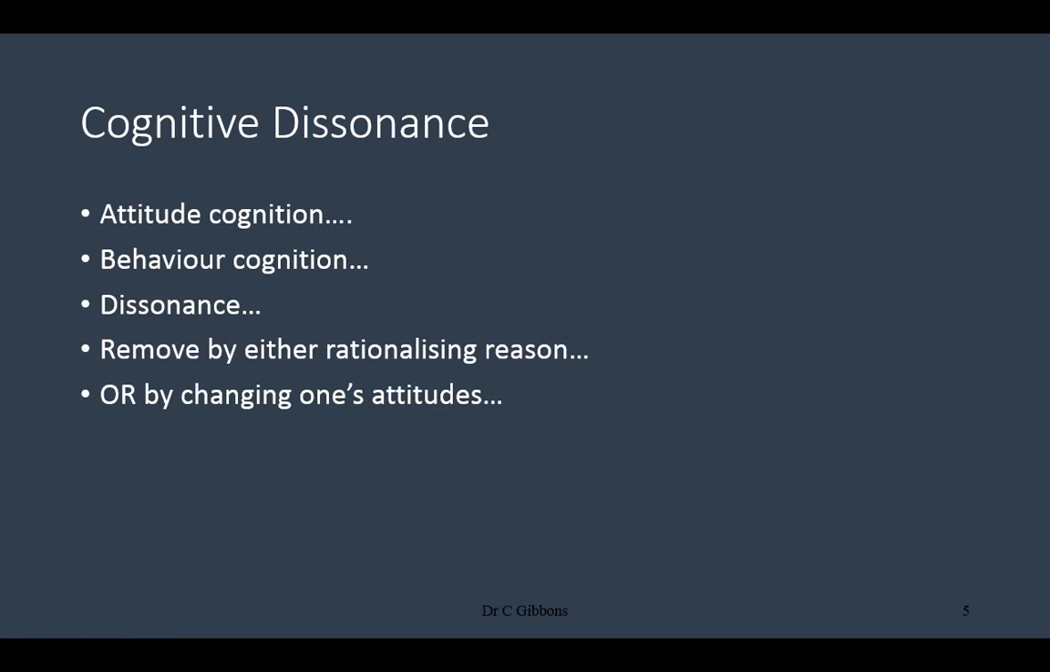Sometimes they have the choice of changing their behavior, and you might think, well, why don't people do that? Surely that's the obvious thing to do. Well, the reason why they don't is that actually often it's easier to rationalize or to change one's attitude. It requires more effort to change one's behavior. And that one subtle message to take away from this is that as humans, we employ the least amount of effort. We tend to take the route of least resistance.